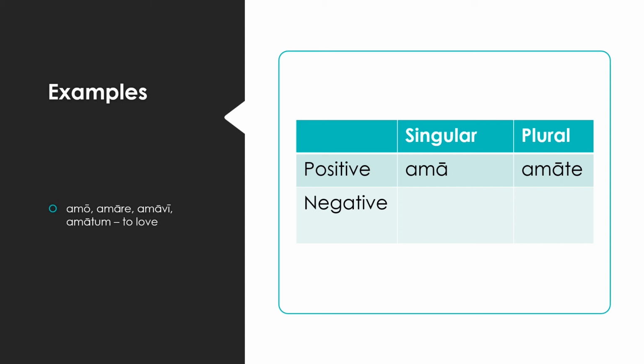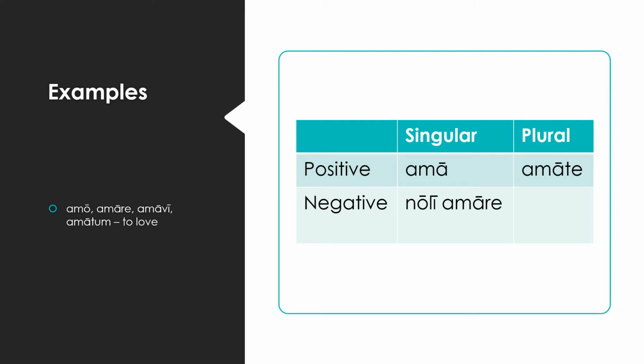For the negative, keep in mind that in order to do this, it's going to take two words. We're going to first use the word noli, meaning don't, and then the infinitive of the word that we do not wish the person to do. In this case, amare. Noli amare. Don't love.